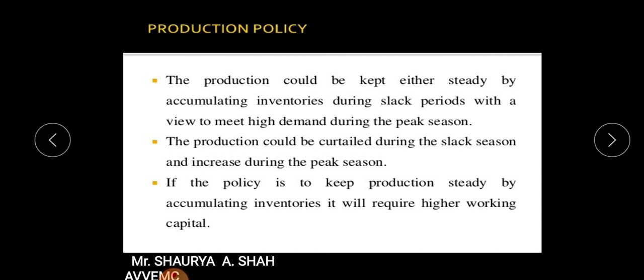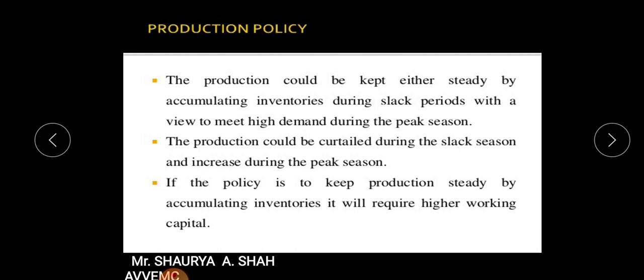Such accumulation of materials leads to a higher requirement of working capital, because my cash is converted into raw materials right now. And those raw materials will be converted into finished goods, then debtors, and then cash after a certain period of time. So if my production policy is to accumulate the inventories, working capital will increase. My requirement for it will increase.